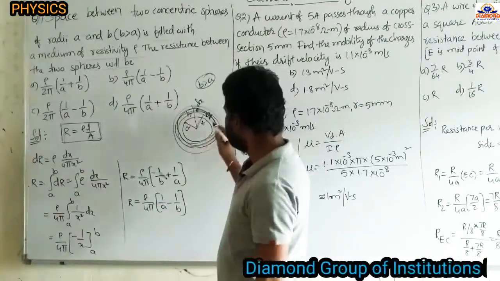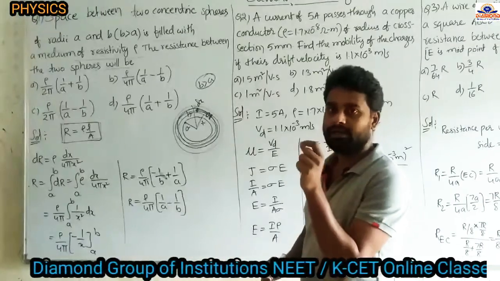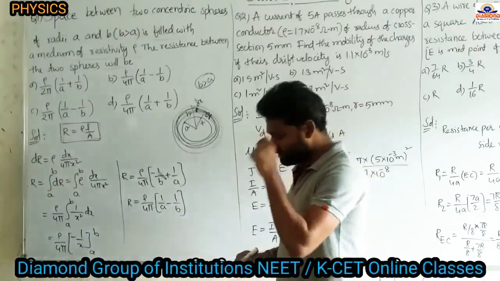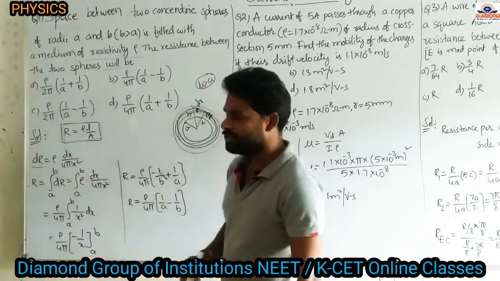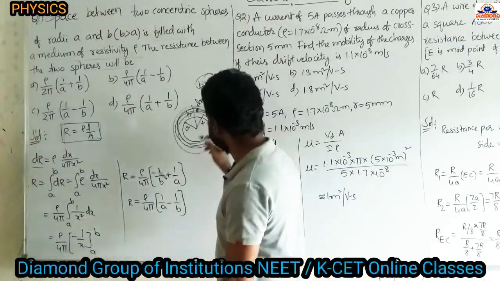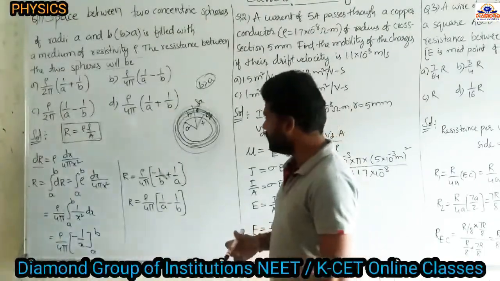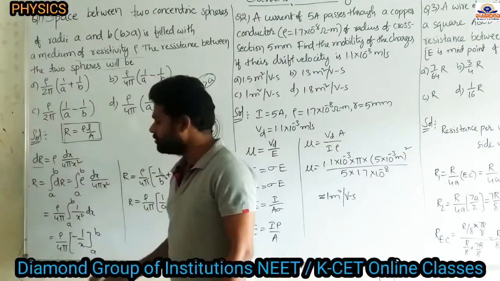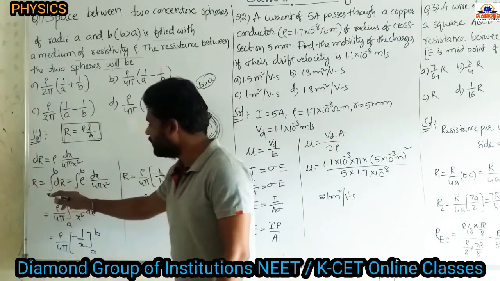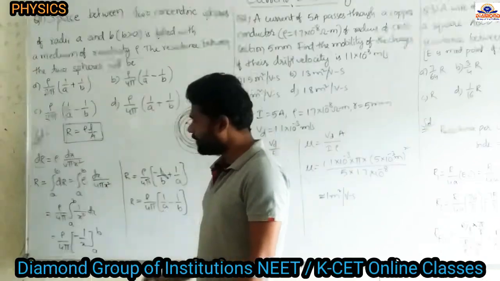So now the resistance of the shell of dx thickness and x radius is dR equal to rho into dx by 4 pi x square. Now to get the resistance between the two spheres, we have to integrate the resistance of this small shell from A to B. So total resistance R equals integration from A to B of dR. So dR equals how much? Rho dx by 4 pi x square.